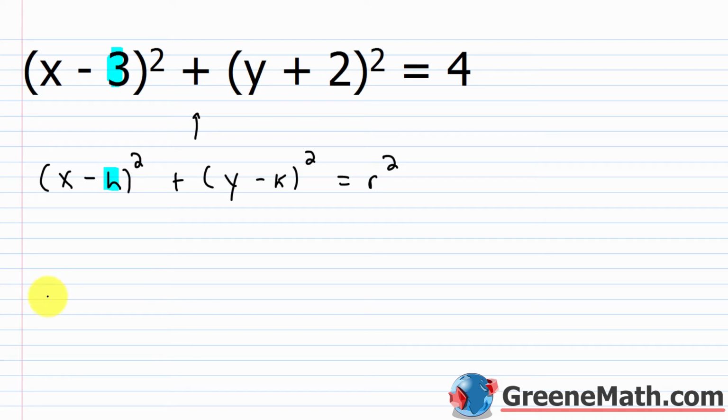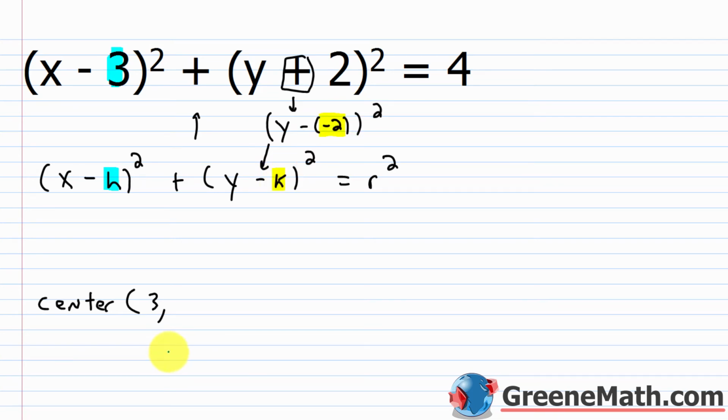So if I'm thinking about the center, the x-coordinate will be 3. Now for the y-coordinate, I have a plus here. So I've got to think about rewriting that. If it's a plus, this is going to be minus a negative 2 to get it to match that format. So in other words, I can say this is y minus a negative 2, this quantity squared. And then we can see that k would be negative 2 here. So my y-coordinate would be negative 2.